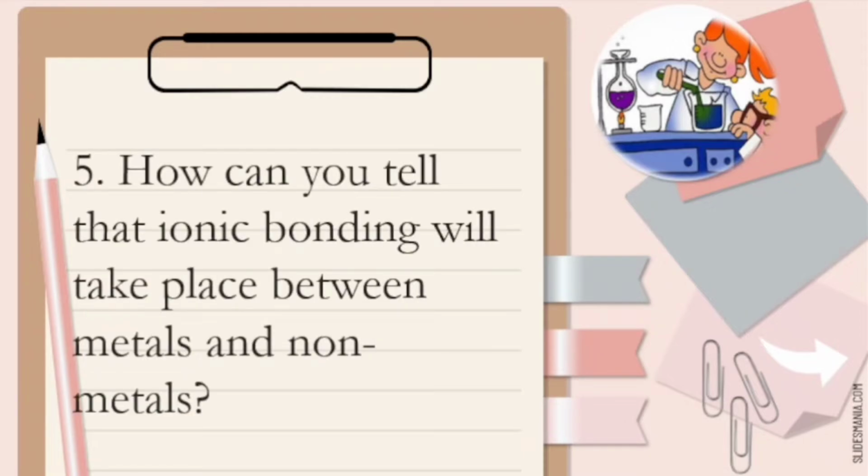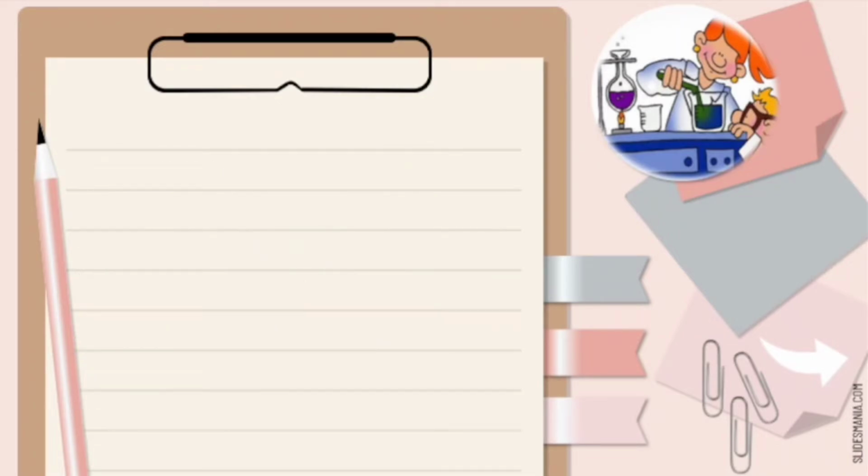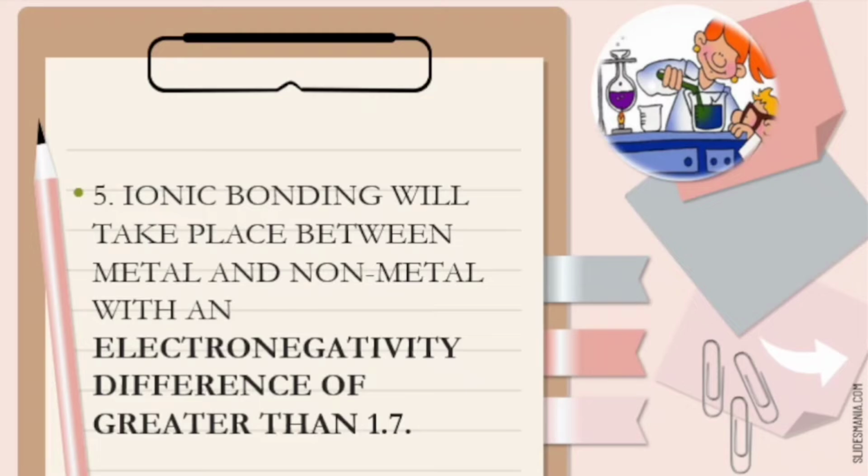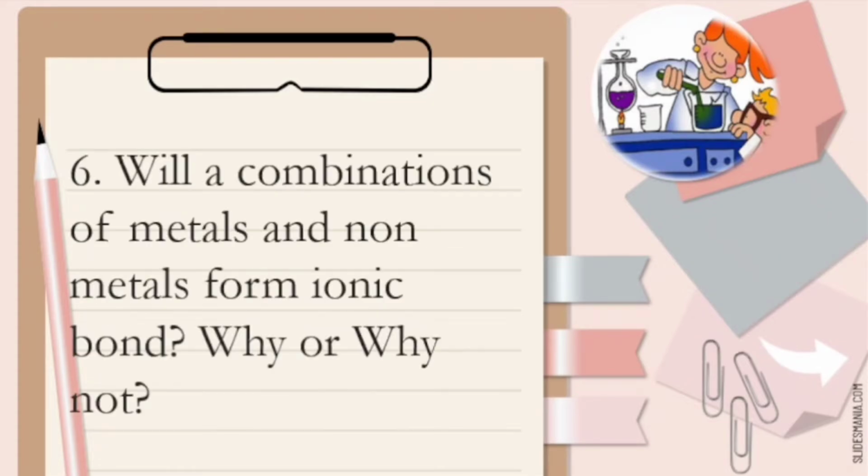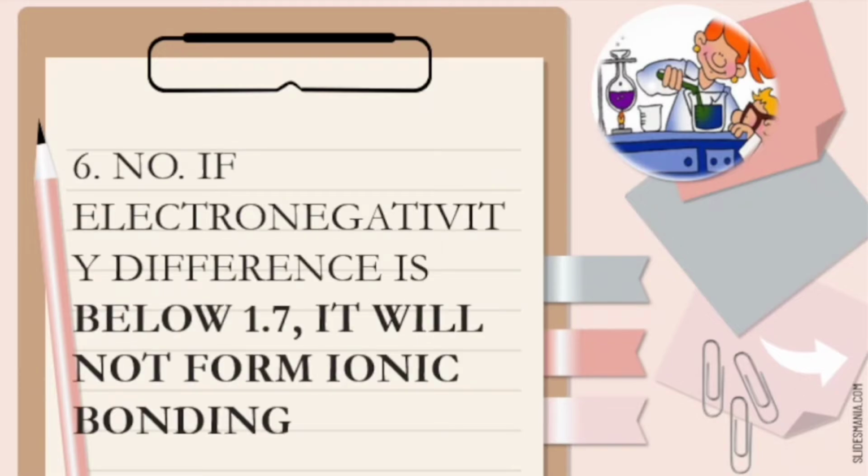How can you tell that ionic bonding will take place between metals and non-metals? Ionic bonding will take place between metal and non-metal with an electronegativity difference of greater than 1.7. Do all combinations of metals and non-metals form ionic bonds? Why or why not? No. If the electronegativity difference is below 1.7, it will not form ionic bonding.